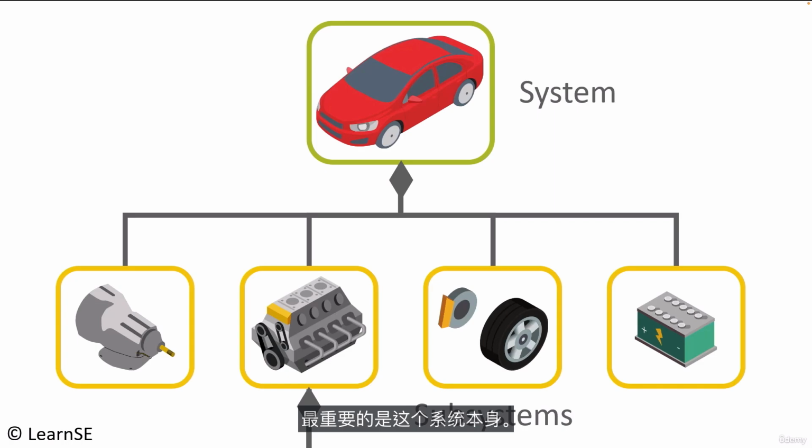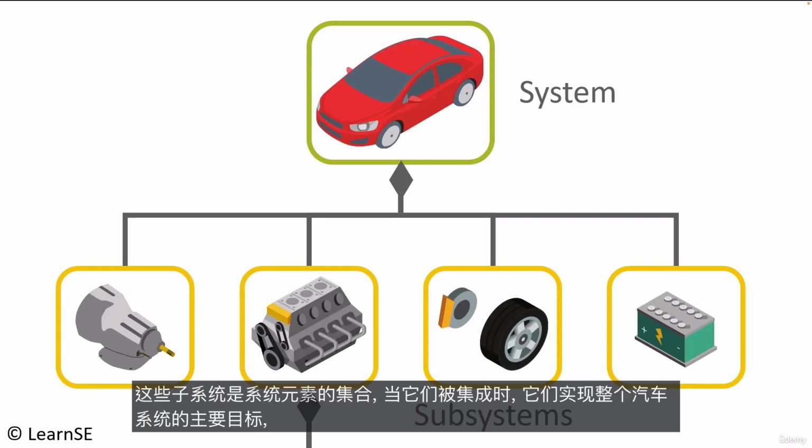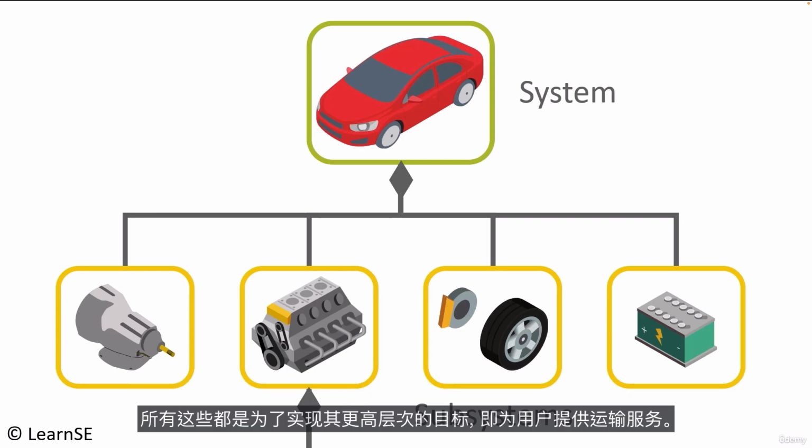At the top is the system itself. In this example, the car is the system. If we were to decompose the car from that point and show all of the next level elements, the next layer down is what we might call the subsystem layer. These subsystems are a collection of system elements that, when they are integrated, fulfill the primary goals of the overall car system, like the engine subsystem on this car, working with the transmission and the chassis and the wheels and the brakes and the electric power subsystem, all to accomplish its higher order goal of providing transportation services to the user.